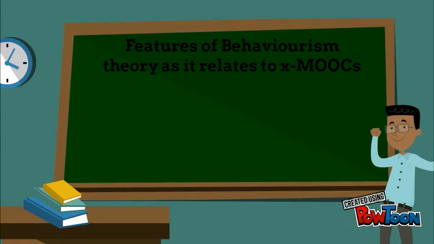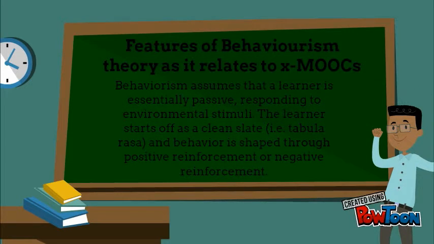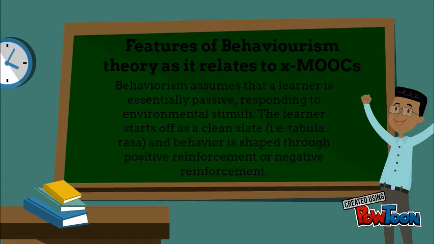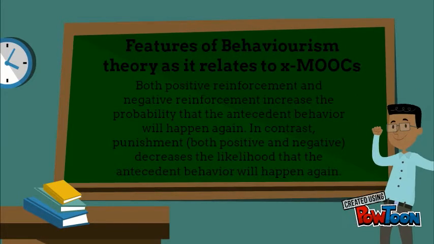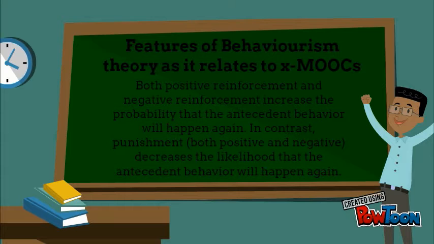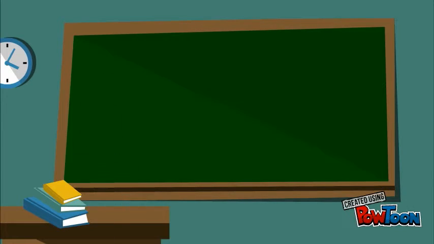Behaviorism assumes that a learner is essentially passive, responding to environmental stimuli. The learner starts off as a clean slate, and behavior is shaped through positive reinforcement or negative reinforcement. Both positive reinforcement and negative reinforcement increase the probability that the antecedent behavior will happen again. In contrast, punishment, both positive and negative, decreases the likelihood that the antecedent behavior will happen again.